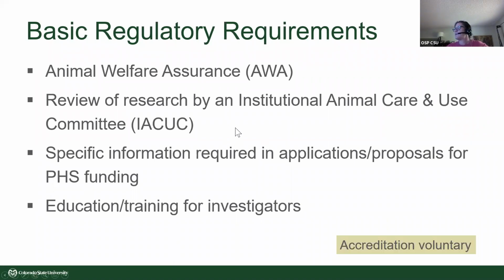Okay, so also there's very specific information that's required in the applications in order to get PHS funding, such as the number of animals to be used, the type of animals, the classification of animals, a justification on why you're using that type of animal, why you're using the number of animals that you've proposed. Could you use less? Could you actually use a different animal model? Did you have to use a primate, or could you use a rat or a rabbit? Could you do a computer simulation?